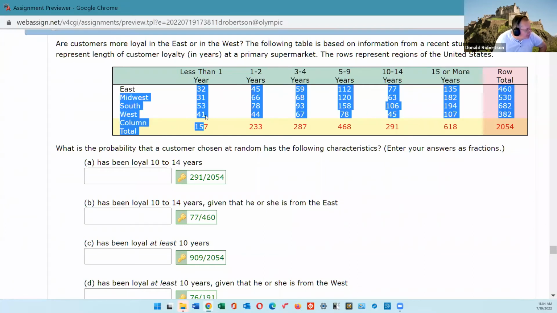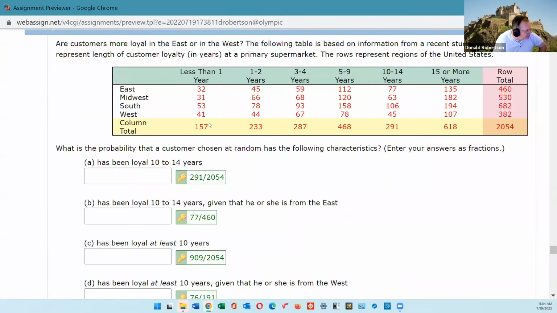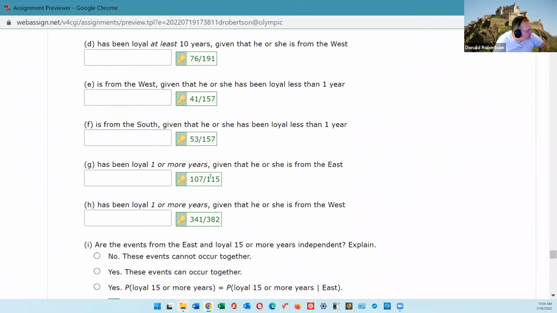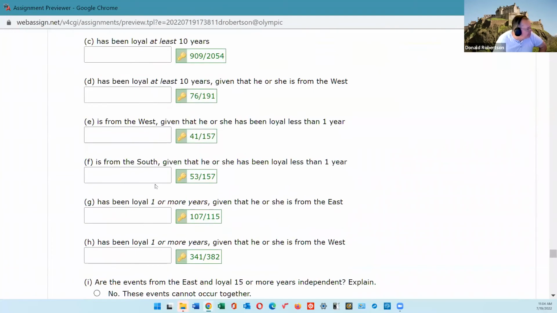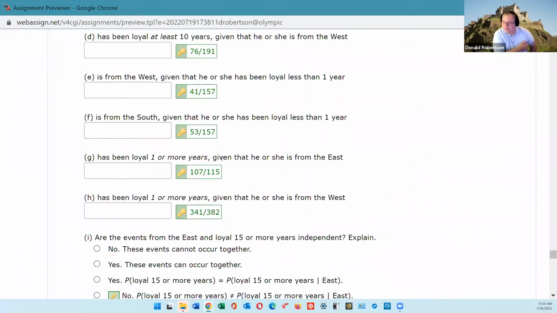You're told that they're less than a year, so it's the 157, and you're trying to find that they're South, that's 53. I think it's the fact that this bit is missing that's making me read it back to front. I think it would have made my life easier if they just gave me the whole sentence every time.